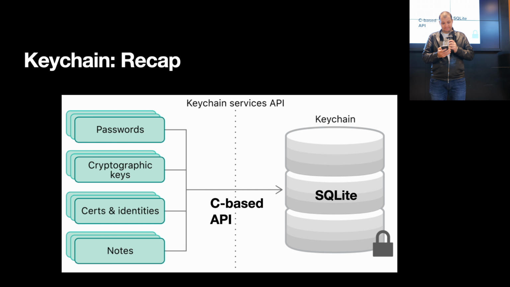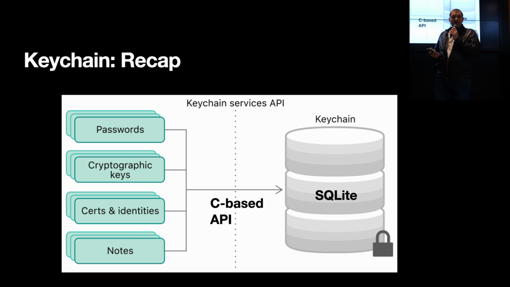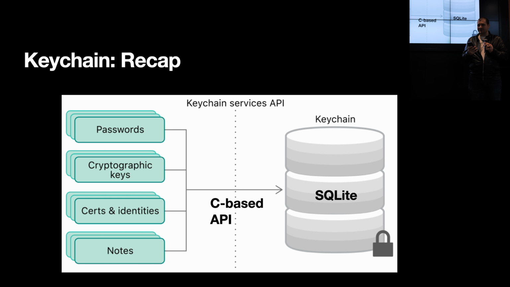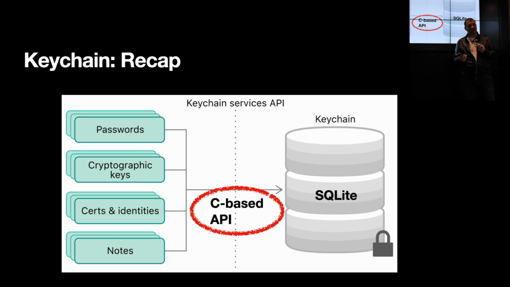The Keychain architecture looks like that. So it's basically a C-based API, and you can store a lot of things there. For example, passwords or certificates. You can store keys or, well, pretty much whatever you like. And what we are going to focus on is this C-based API.